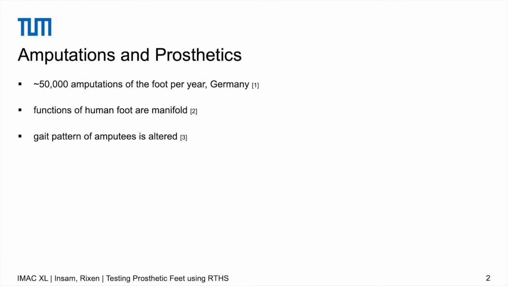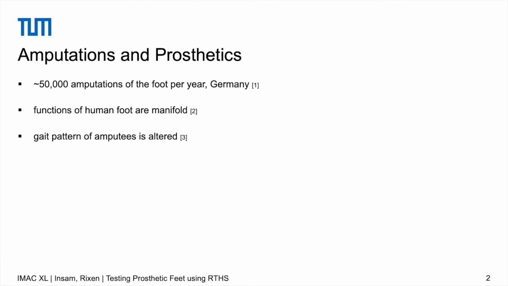There are about 50,000 amputations of the foot per year in Germany. Prosthetics are used to help the patients to regain their independence in everyday life and to mimic the function and the feel of the lost body part. However, it is challenging because the functions of, for example, the foot are manifold.